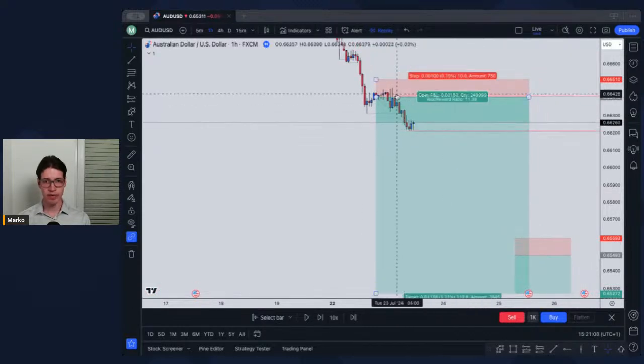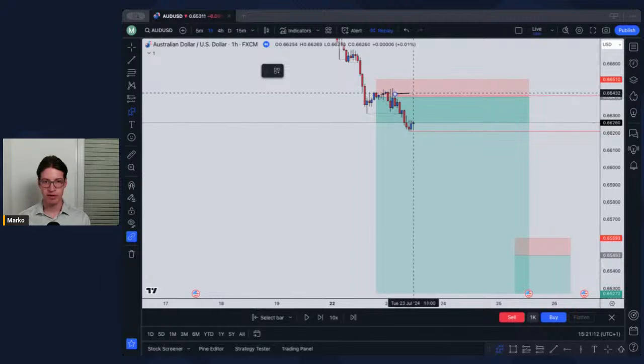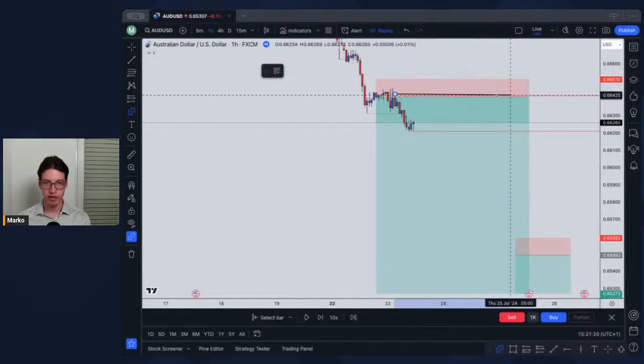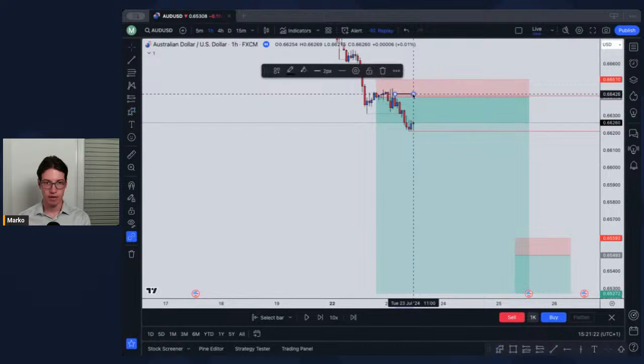Then the stop loss went here, okay, 2 pips above this level. Let me just put it flat. Can it be flat? I'm not sure how to make it flat. Okay.